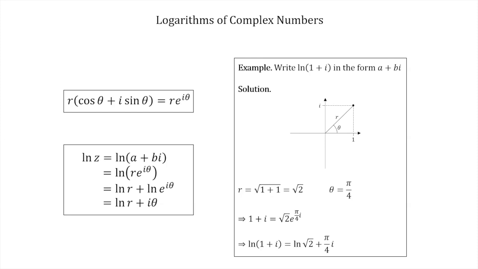You could, if you wanted to, calculate what log of square root of 2 is as a decimal. You'd put it into your calculator and you'd get a decimal approximation, and you could put pi over 4 into your calculator to get a decimal approximation for that, but it's perfectly fine to just leave them in the form they're in, log of square root 2 and pi over 4. So that's our solution. Log of square root 2 plus pi over 4i is the log of 1 plus i.